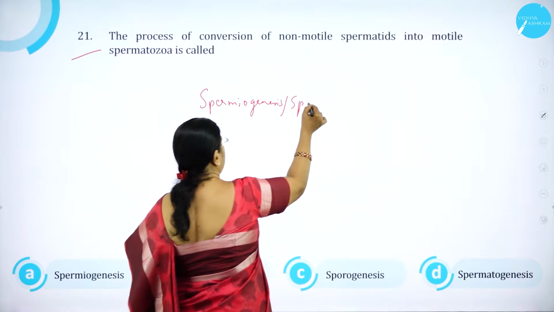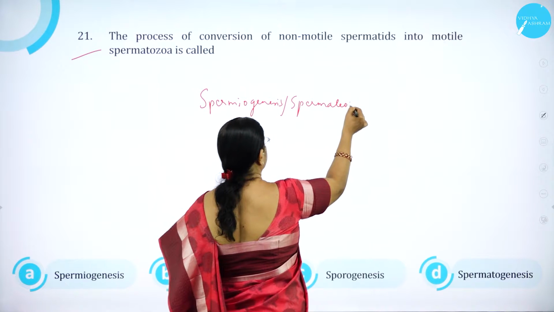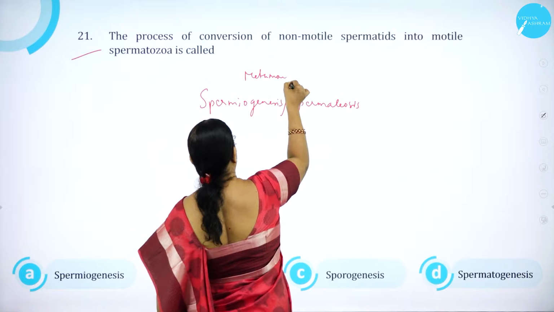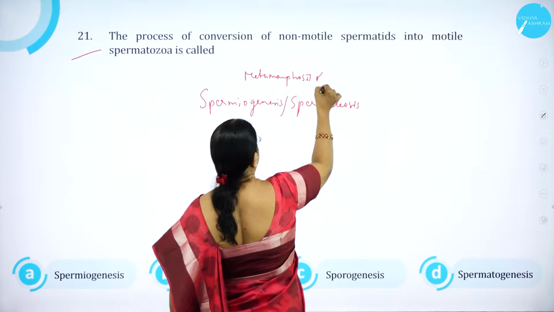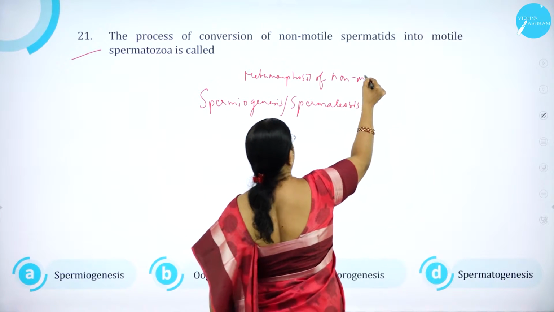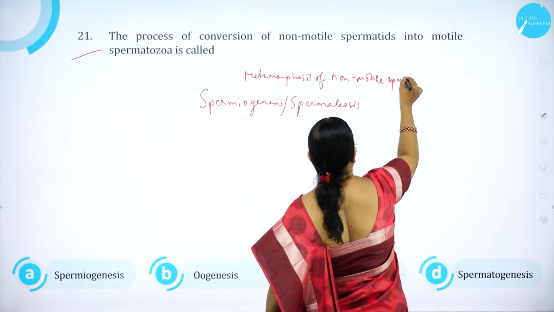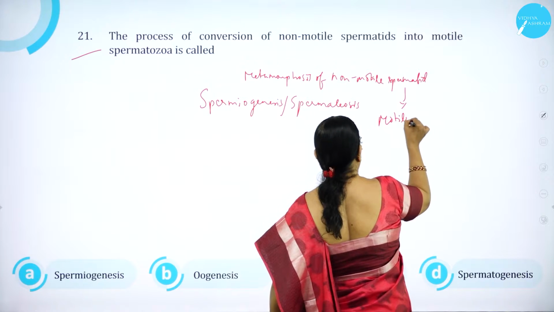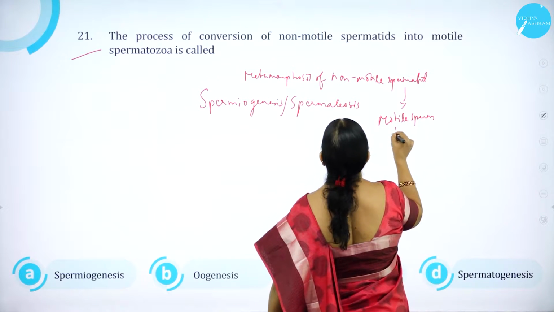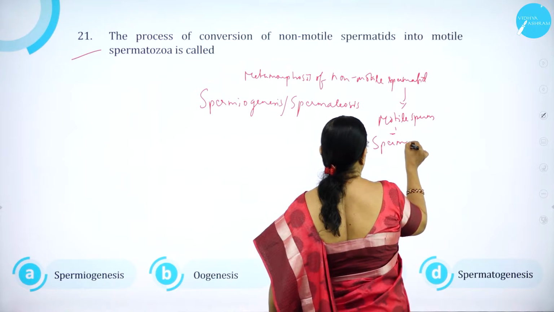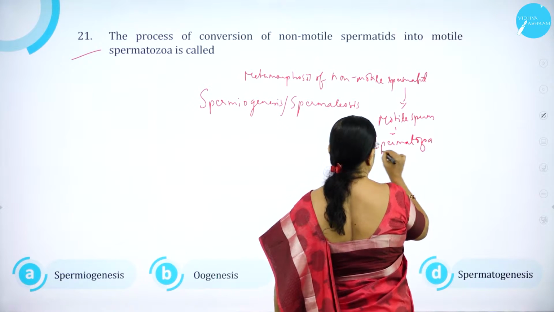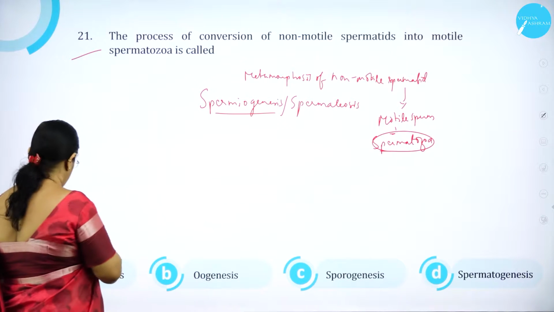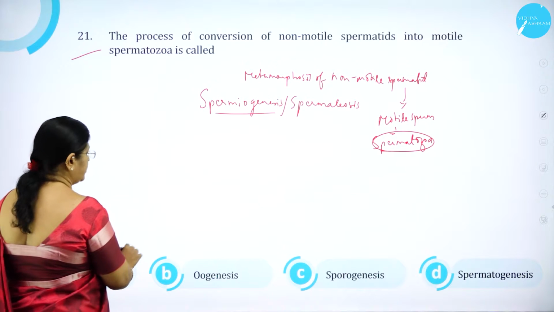Or it is otherwise called spermateleosis. So it is nothing but metamorphosis of spermatid, non-motile, to motile sperm called spermatozoa, or sperm, right? So what it is called? Spermiogenesis. So option A is spermiogenesis.